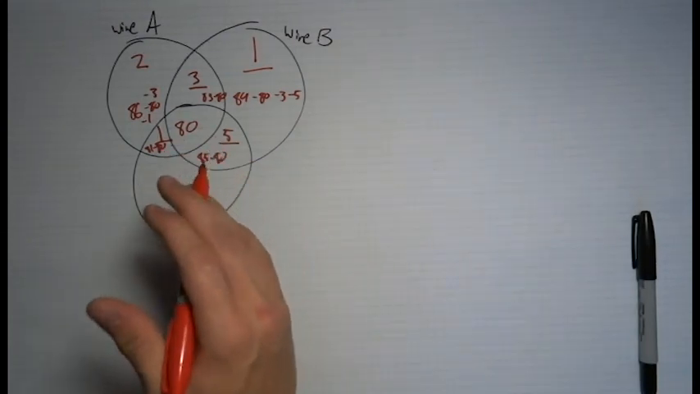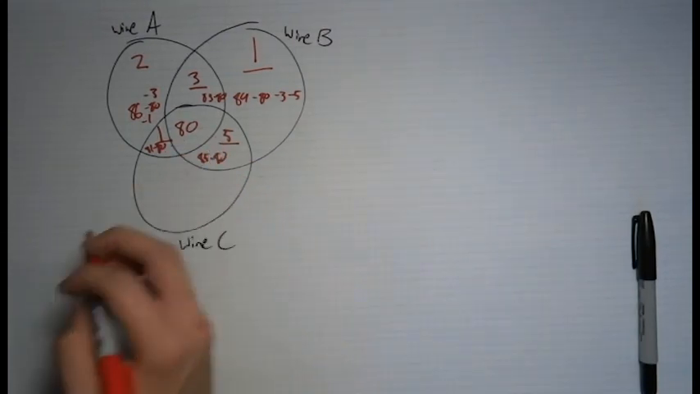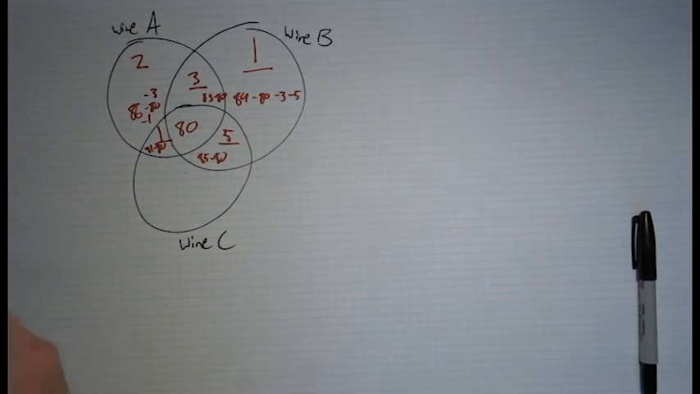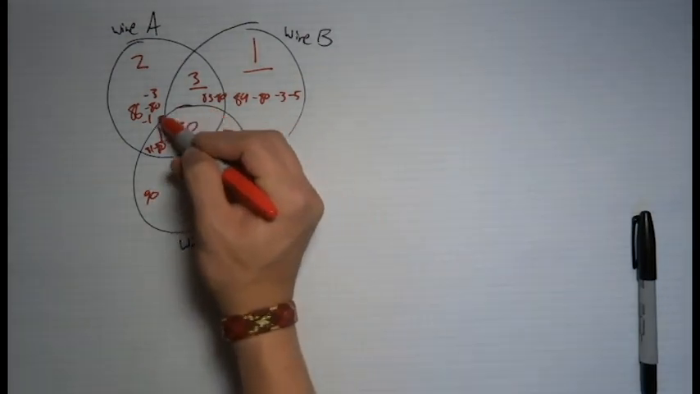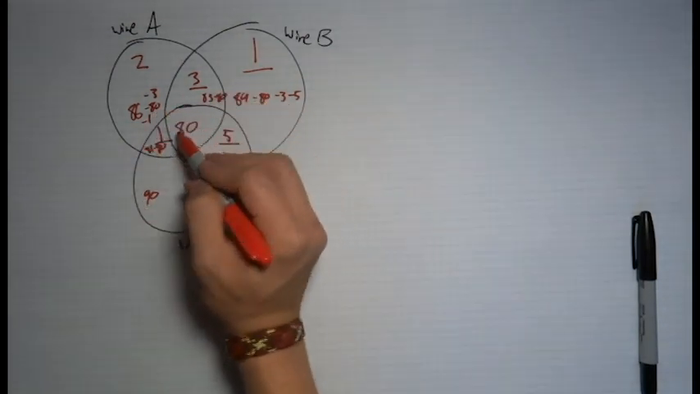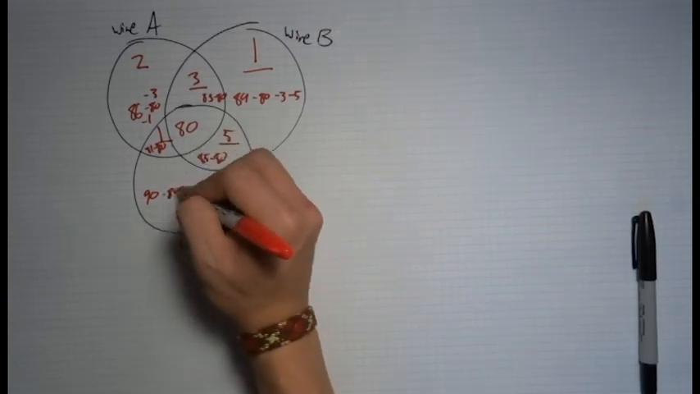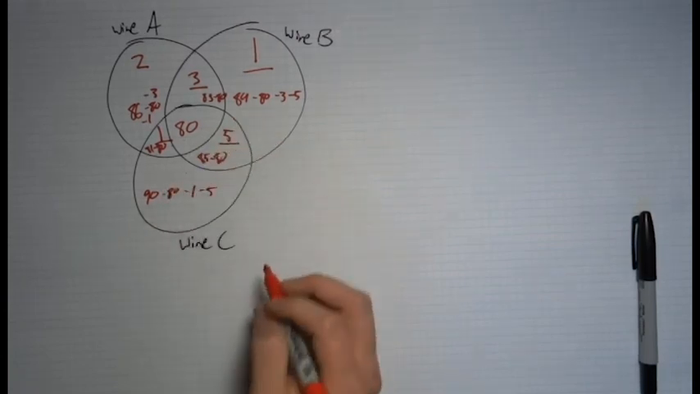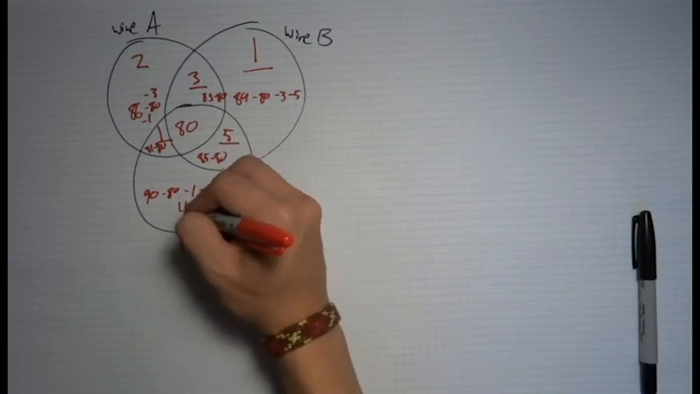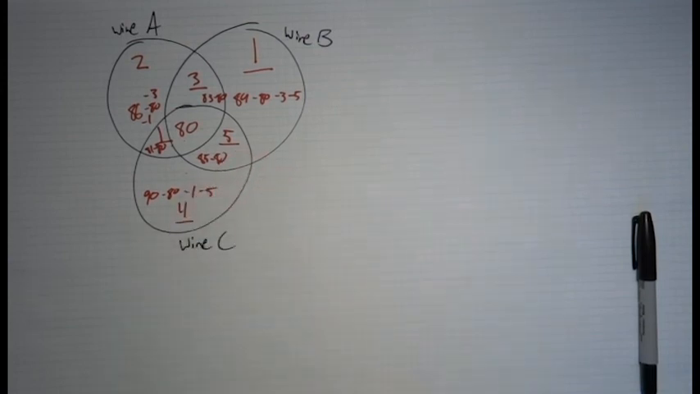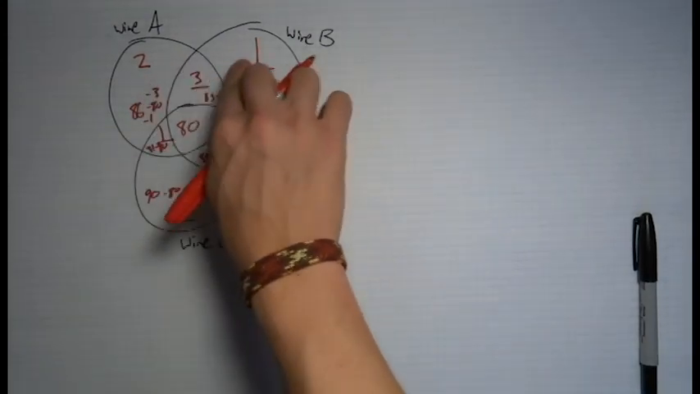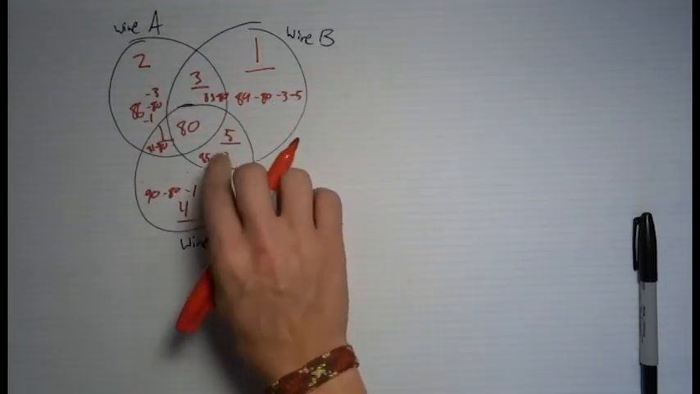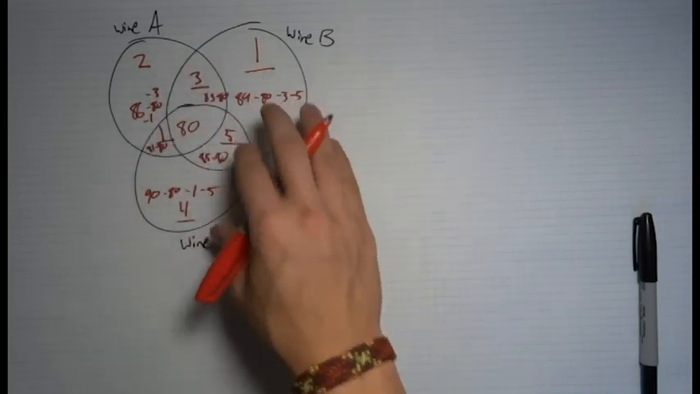All right, for wine C, we have, what does it say? 90 people liked wine C. All right, so if 90 people liked wine C, we need to have 90 people in this whole circle right here. But we can't count these guys twice. So we're going to subtract 80, subtract 1, subtract 5, and we end up getting 4 people that only like wine C. All right, now that we have the people that only like wine A, only like wine A and B, only like wine B, so on and so forth, we need to add them up to see how many people that we have.